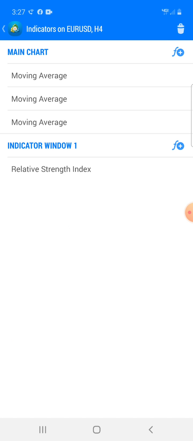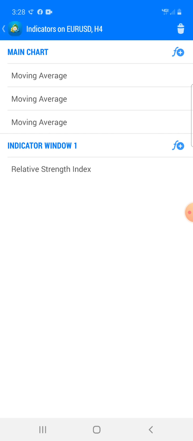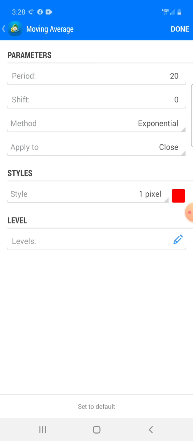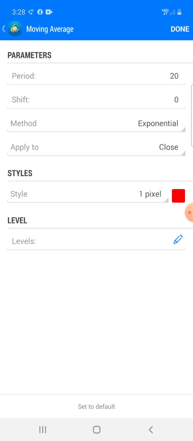So you hit the F, okay, you hit the F plus, okay. Then you go down where it says moving averages. Since I already have it, I'm just going to go to moving averages. Then you make the period 20. You make your method exponential. And I personally use it, my 20 is red, okay. Then you hit done.